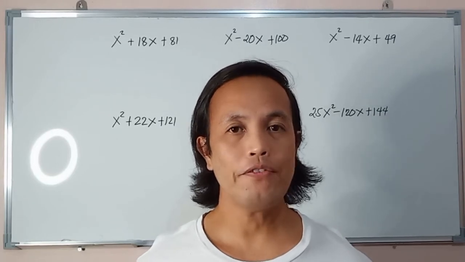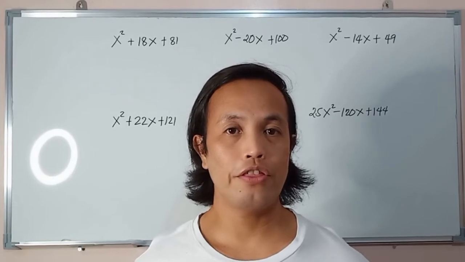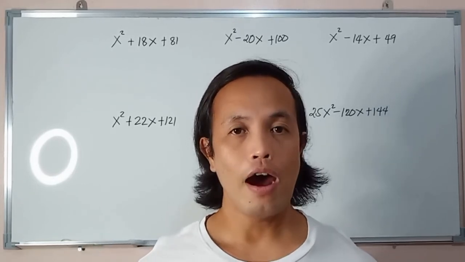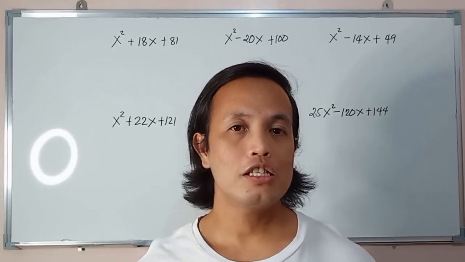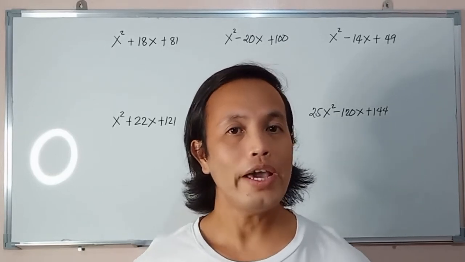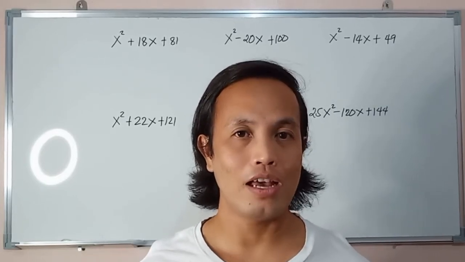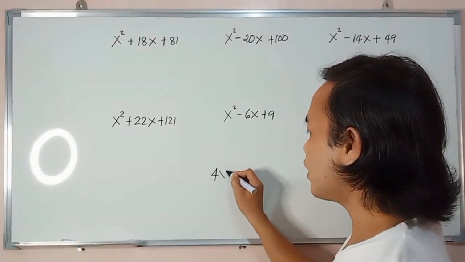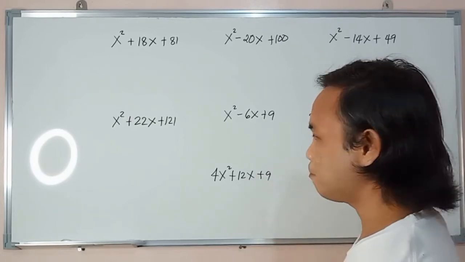In this video, I will be teaching you how to factor perfect square trinomials. When we say perfect square trinomials, these are polynomials with three terms, where the first term and the last term are perfect squares, and the middle term is twice the product of the square roots of the first term and the last term. For example, I have here a trinomial: 4x squared plus 12x plus 9.